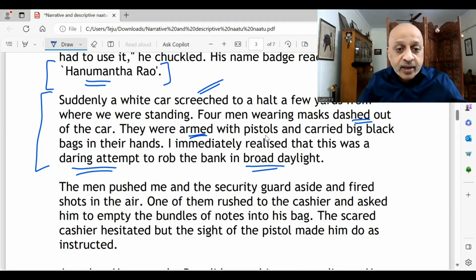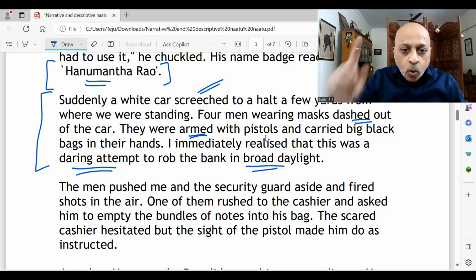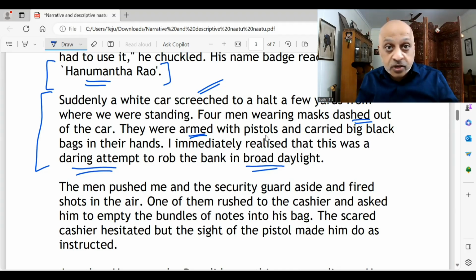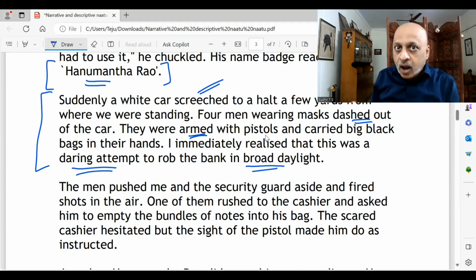I was standing somewhere near the gate, and the security guard was pushed aside and shots were fired in the air. One of them rushed to the cashier and asked him to empty the bundles of notes into his bag. The scared cashier hesitated, but the sight of the pistol made him do as instructed. So the first instinct, how can I do this?